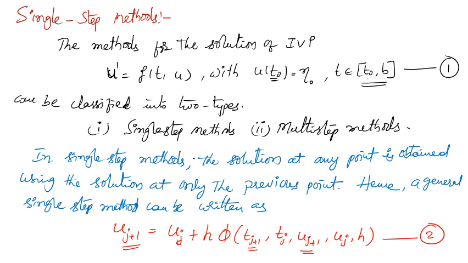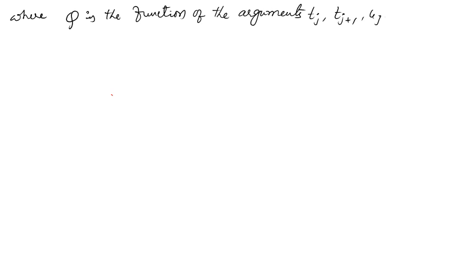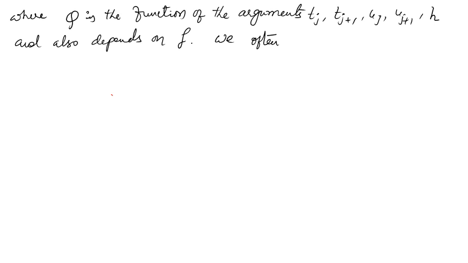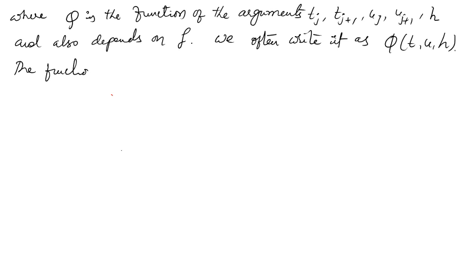Now the single step method general formula is this one, equation 2, where phi is called the function of the arguments. What are the elements here? t j plus 1, u j plus 1, and h, and it also depends on the function f, the right side function f. Generally we often write it as phi of t comma u comma h, a simple notation. And the function phi is called the increment function.